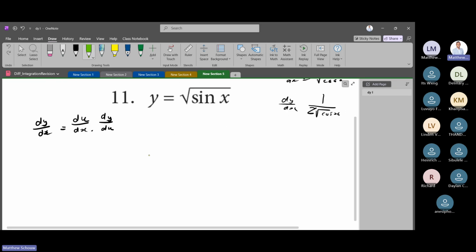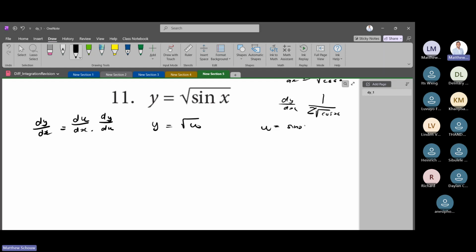So when you do this, you want to establish a u. Typically u is the argument of whatever you see, something inside a bracket or something of. So we have a sine x, but it's subjected to a square root. So the argument would be the one on the inside, which is the sine. So we say y equals root of u, and we declare u as sine x.